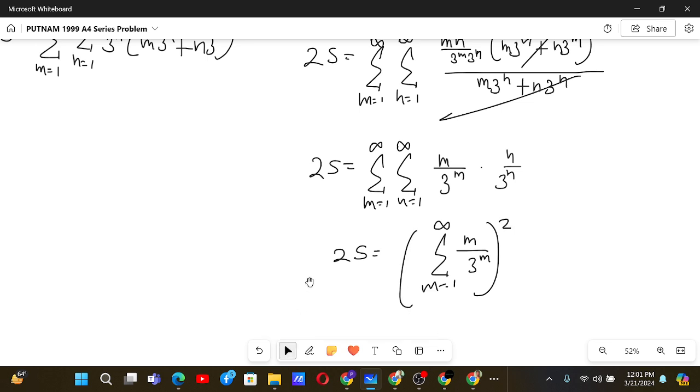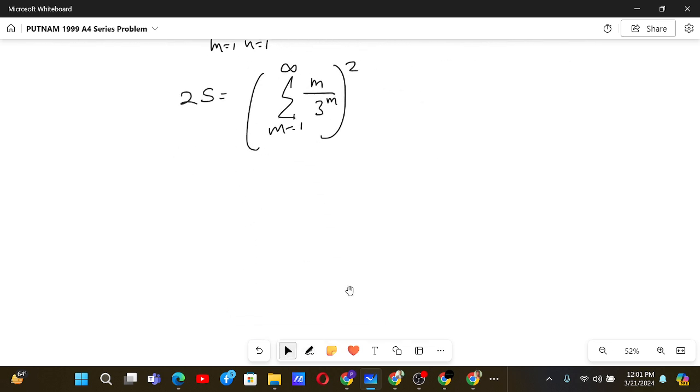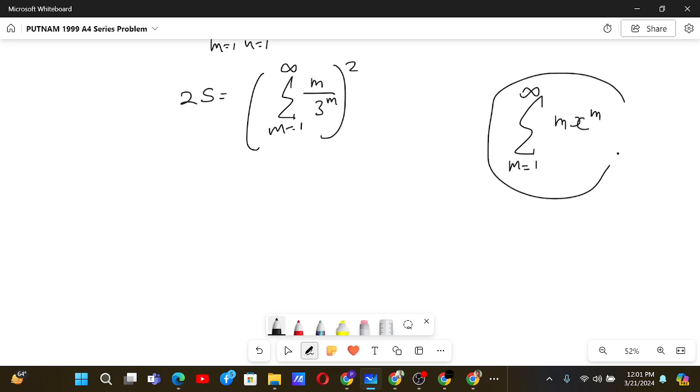Now this is a pretty evident problem. Basically you just have to find the sum of an arithmetico-geometric series: the sum from m equals 1 to infinity of m times x to the power m, where x over here is 1 by 3. Now what you can do is begin with the geometric series, the sum from m equals 0 to infinity of x to the power m. And we know that if the modulus of x is less than 1, this is 1 by 1 minus x.